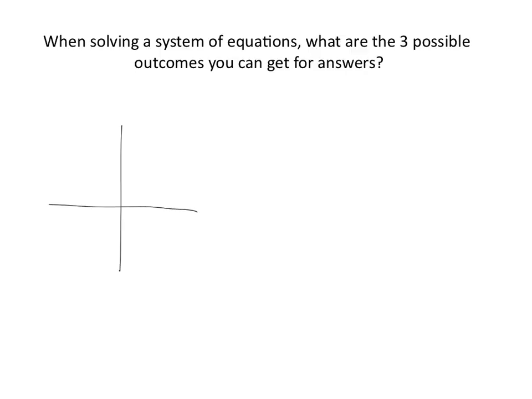The first one would be if we have no solution, so we have two lines that are parallel that never touch, and that would be described as inconsistent.